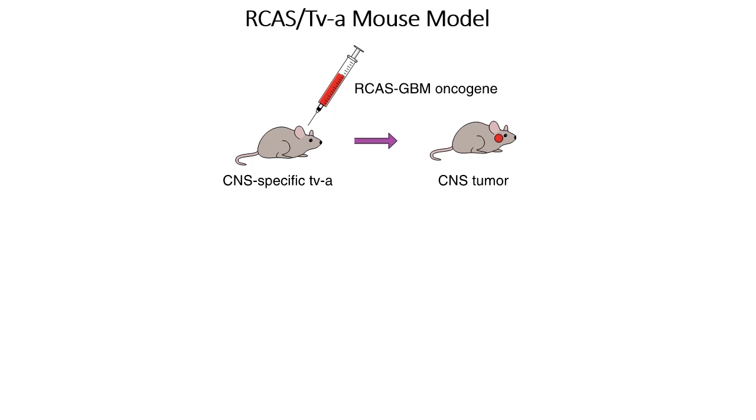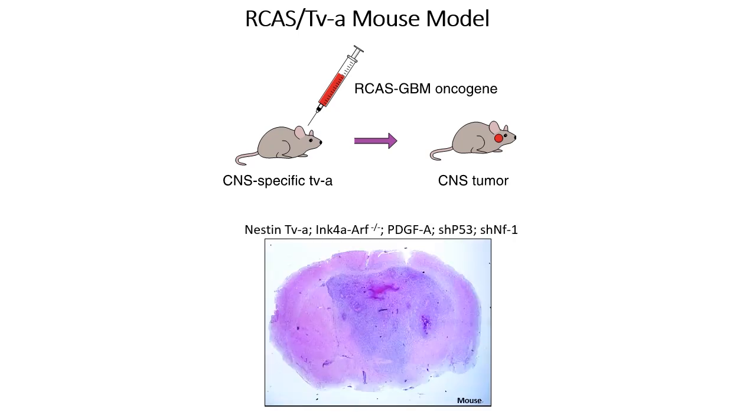This technique obviates germline manipulation, which can be unpredictable and time-consuming. It also allows for the study of cell-type specific effects of particular oncogenes in vivo. Here we show a hematoxylin and eosin stain of a mouse brain tumor derived from the RCAS-TVA model. This tumor was generated in a nestin-driven TVA mouse, following inoculation with viruses bearing RCAS constructs for PDGFA, an oncogene, and short hairpin to TP53 and NF1, both tumor suppressor genes.